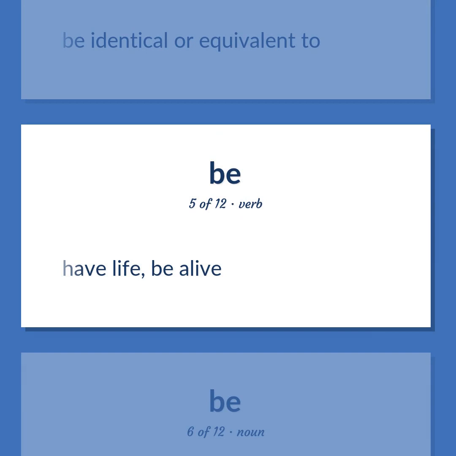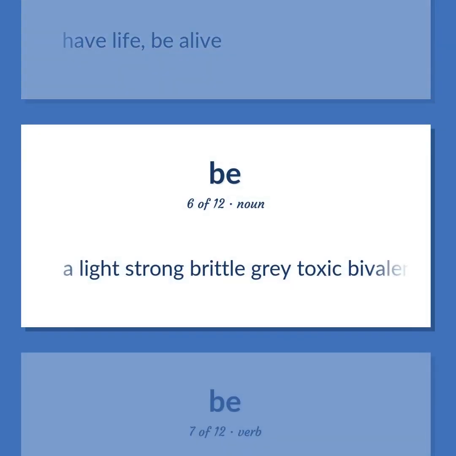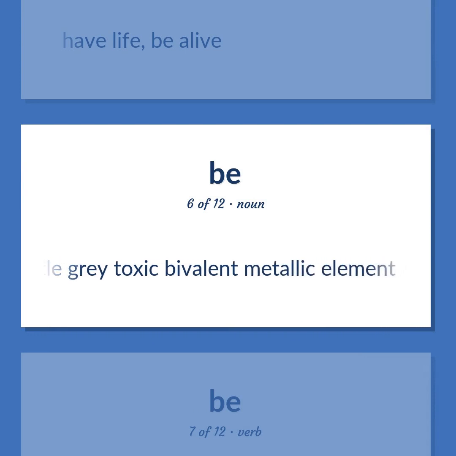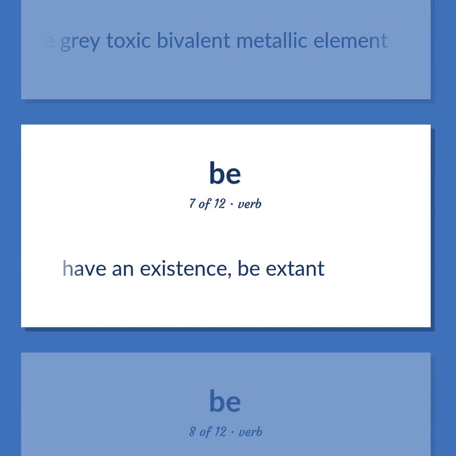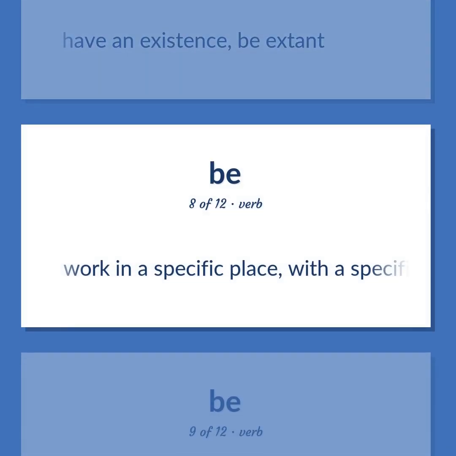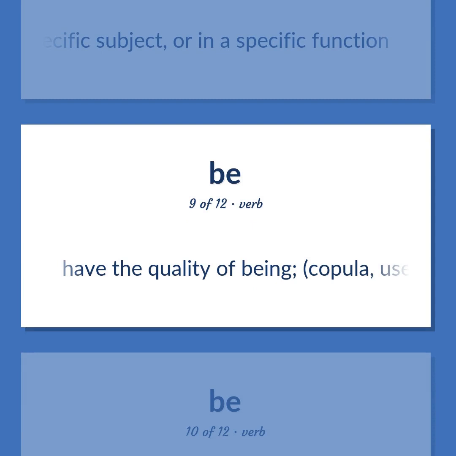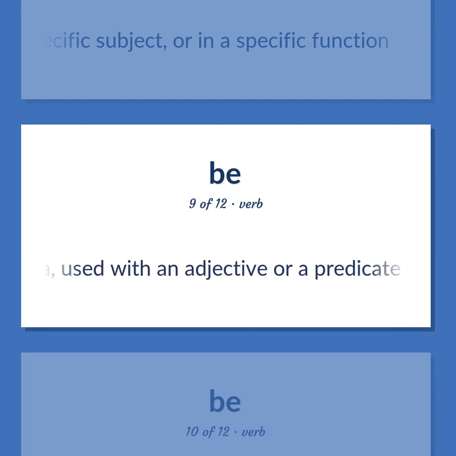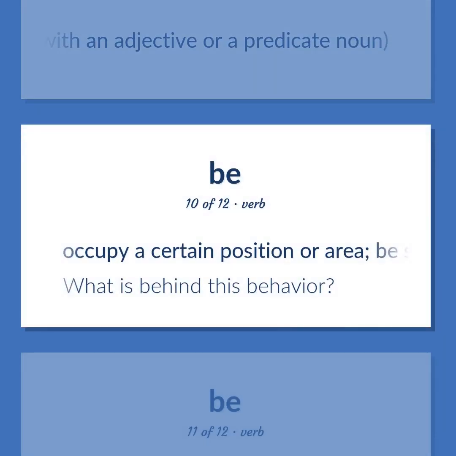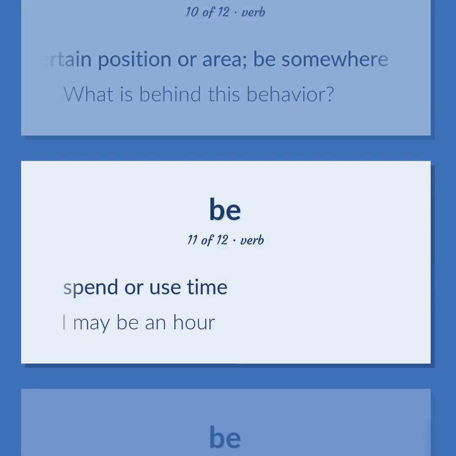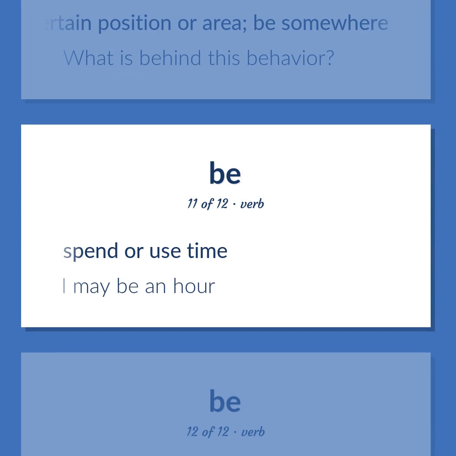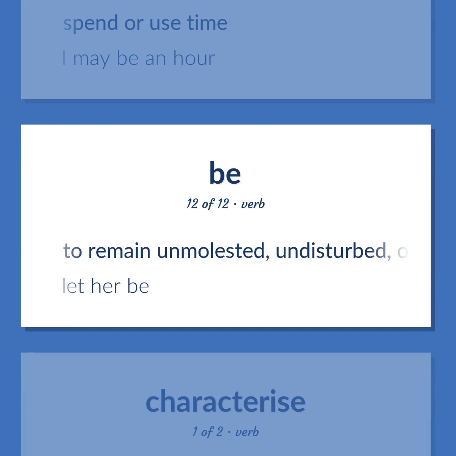Have life, be alive. A light, strong, brittle gray toxic bivalent metallic element. Have an existence, be extant. Work in a specific place, with a specific subject, or in a specific function. Have the quality of being. Copula, used with an adjective or a predicate noun. Occupy a certain position or area, be somewhere. What is behind this behavior? Spend or use time. I may be an hour. To remain unmolested, undisturbed, or uninterrupted, used only in infinitive form. Let her be.